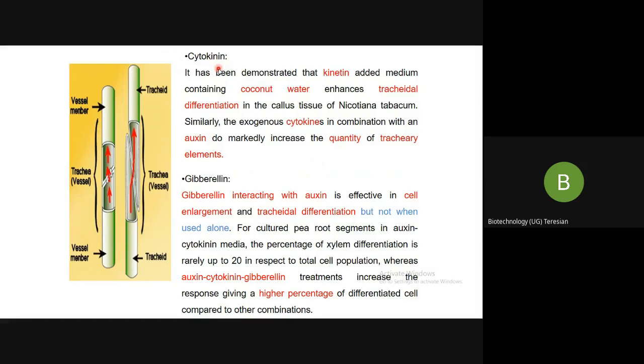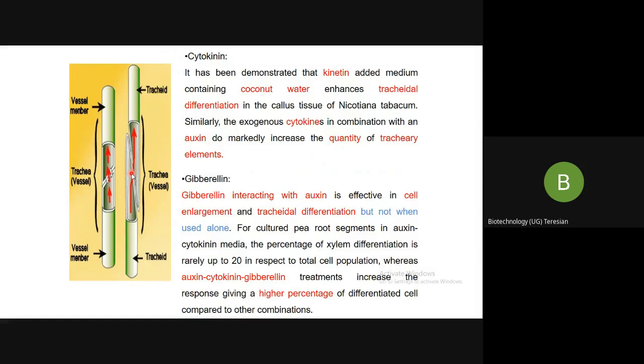It has been demonstrated that kinetin added to media containing coconut water enhances the tracheal differentiation in the callus tissue of Nicotiana tabacum. Similarly, exogenous cytokinins in combination with an auxin markedly increase the quantity of tracheal elements. That is, cytokinins alone or in combination with auxin can markedly increase the quantity of plant tracheal elements.